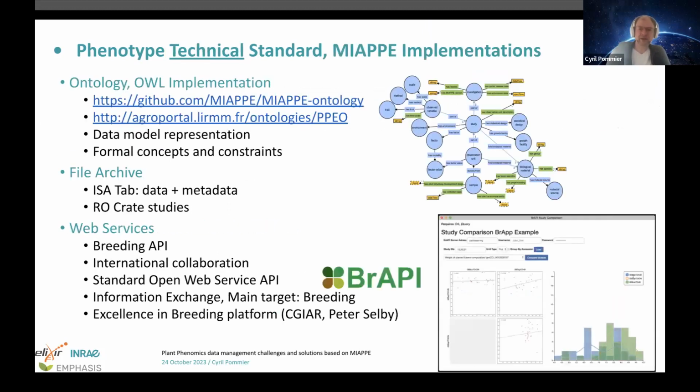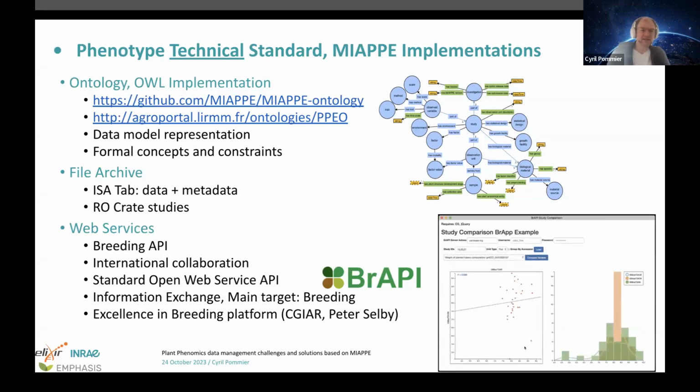And the important thing to keep in mind is that MIAPPE is solely a specification. It has to be implemented in different systems. For this implementation, you've got first an ontology implementation available both on GitHub and on the AgroPortal. It represents the data model. You've also got a file archive, ISA-Tab, and ELIXIR currently under study. And finally, a web service, the BrAPI, which means that if you are BrAPI compliant, you are in fact MIAPPE compliant, which is good news because it simplifies things.